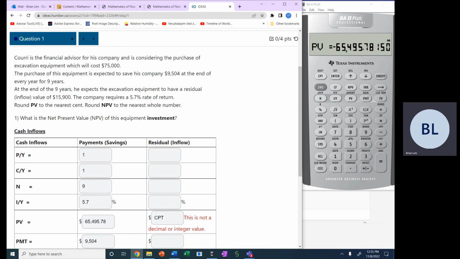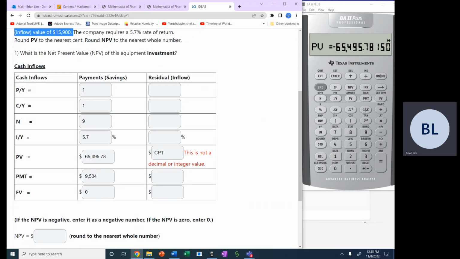Now there is another part which refers to the residual value of $15,900 right here. So that is a future value. So let's go and put it into the future value, $15,900. Okay.